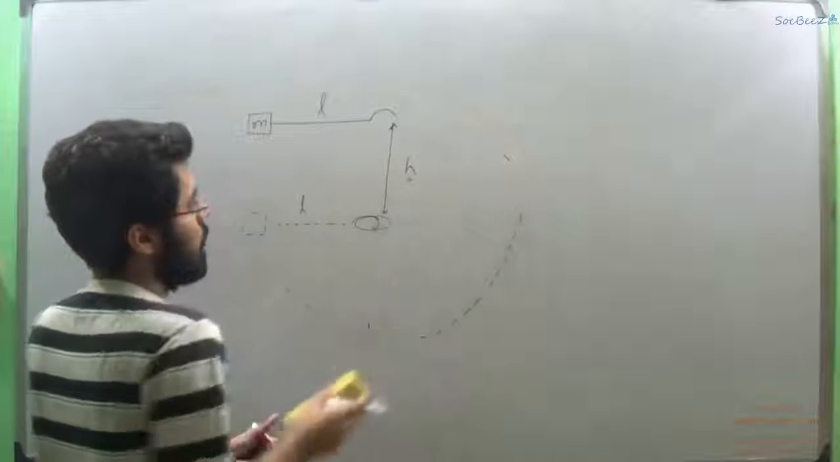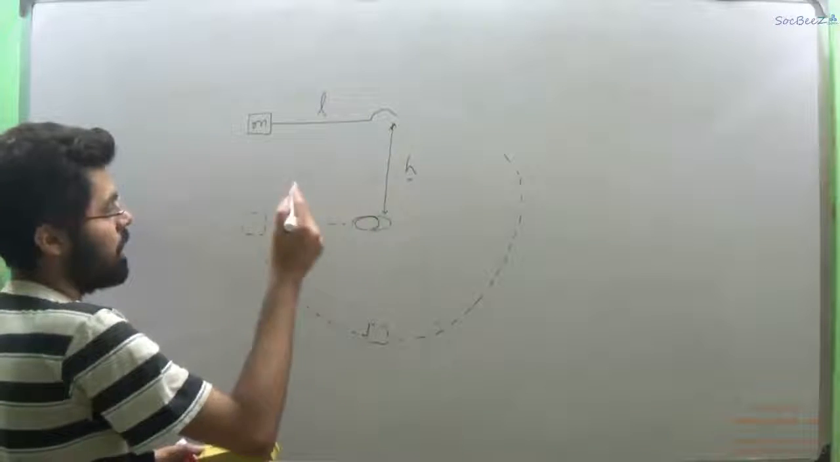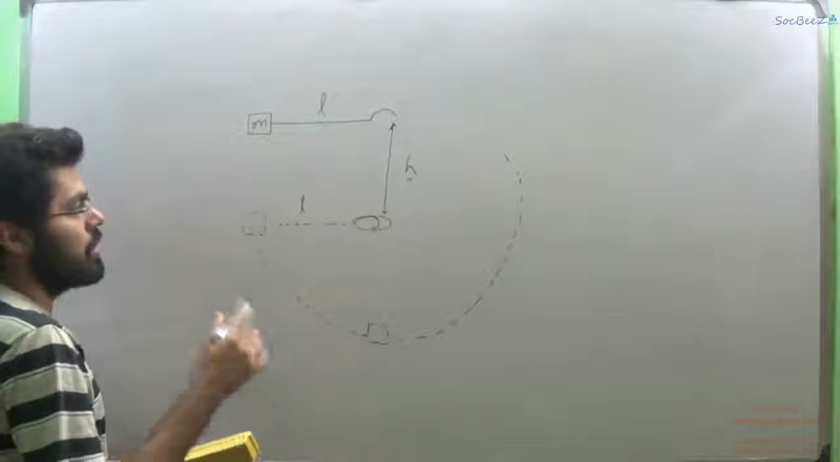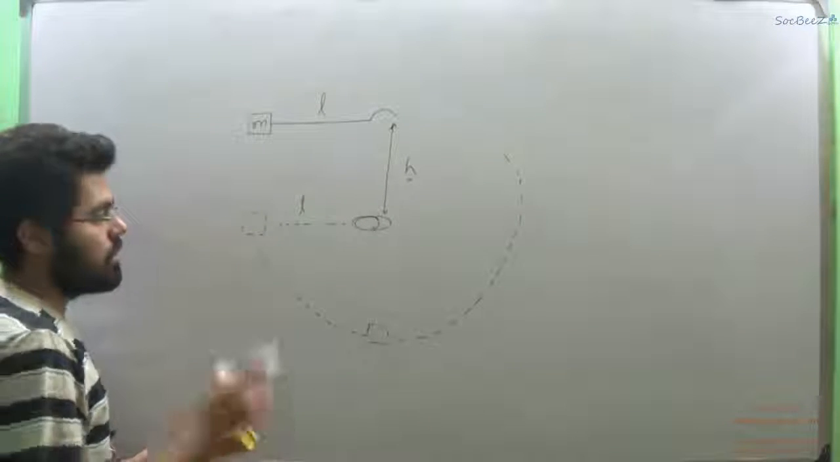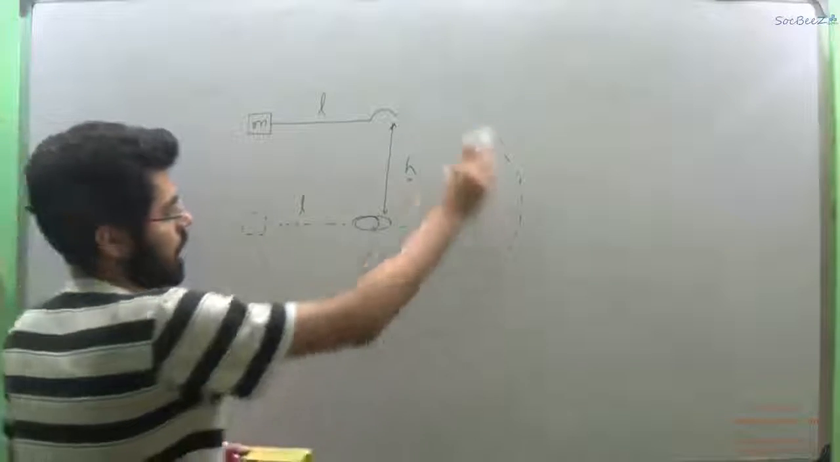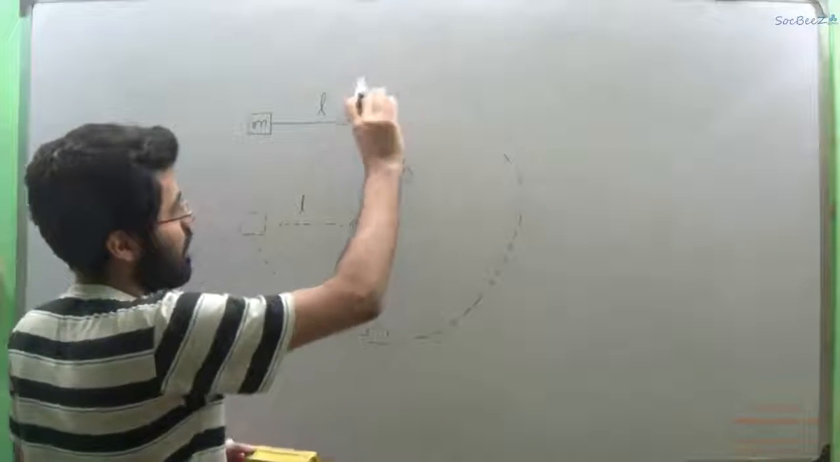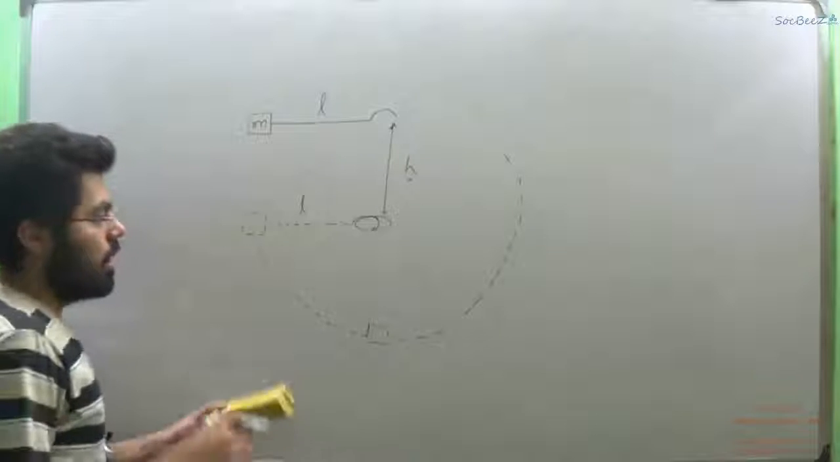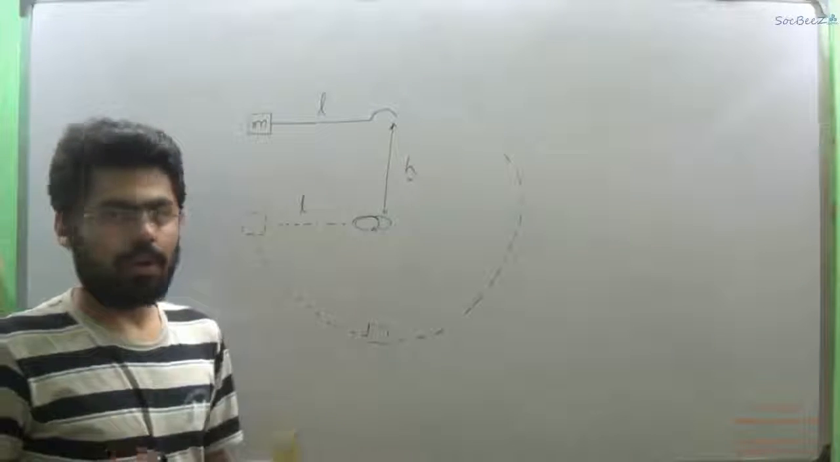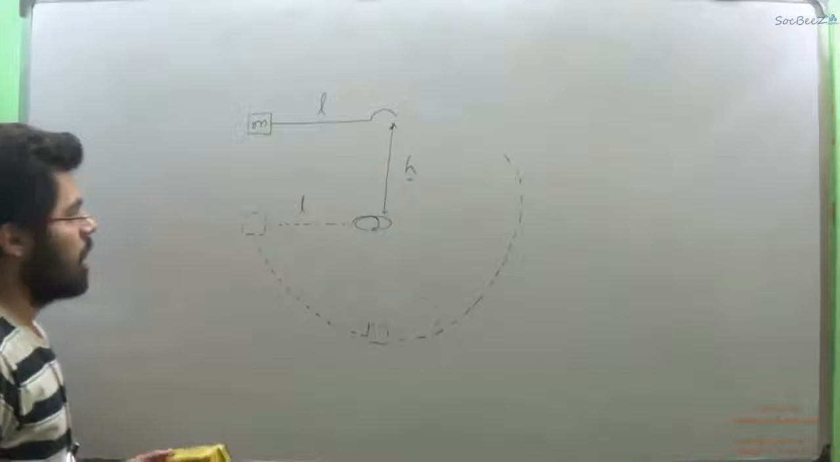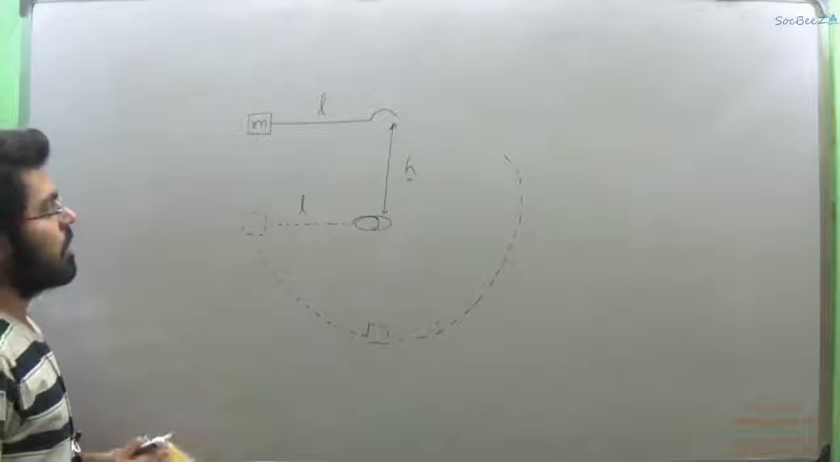We cannot say because we don't know whether L is greater than h or smaller than h or equal to h, or whatever the relation is. We just know that it will follow a circular track and the track will definitely have a maximum height somewhere, but we don't know the value of L and h. Okay, so let's start from the very basics.